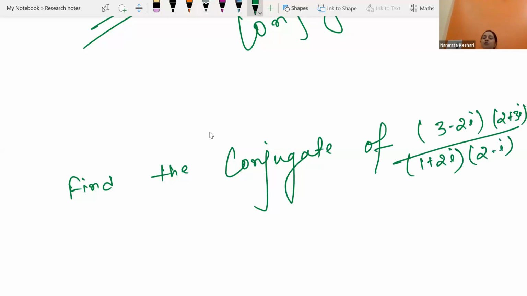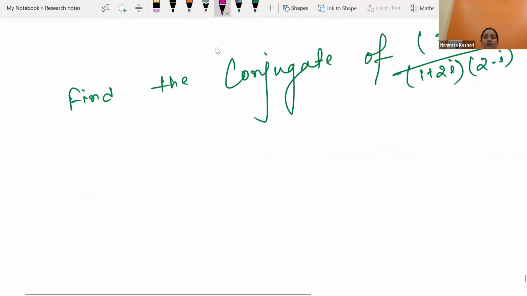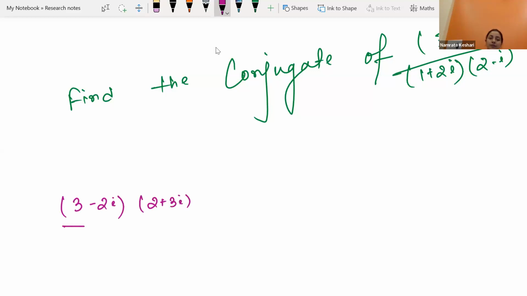Okay, we are supposed to find the conjugate of this complex number. First we will try simplifying it, then we will try writing it in the standard form a plus ib. Okay, then i को minus i से replace करके conjugate find करेंगे. Let's do it. चलो पहले simplify करते हैं. We are having 3 minus 2i, we are having 2 plus 3i. We know distributive property is allowed over here, over 1 plus 2i, 2 minus i.